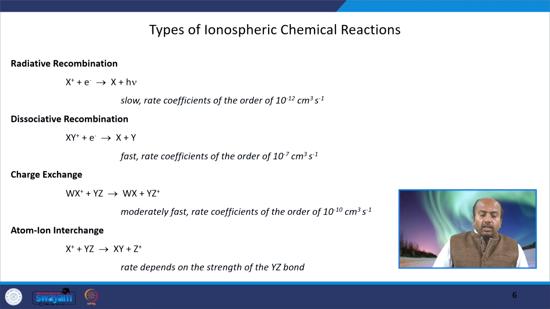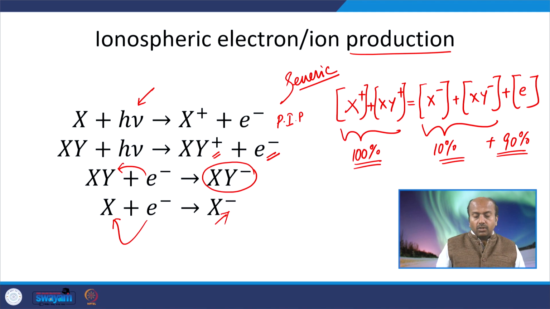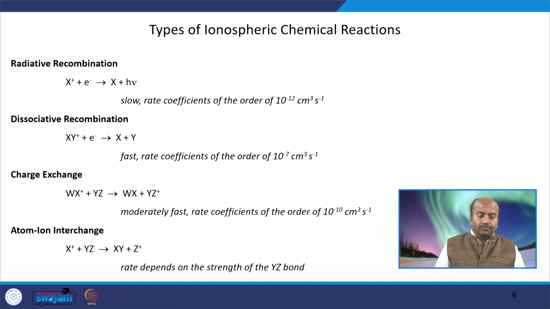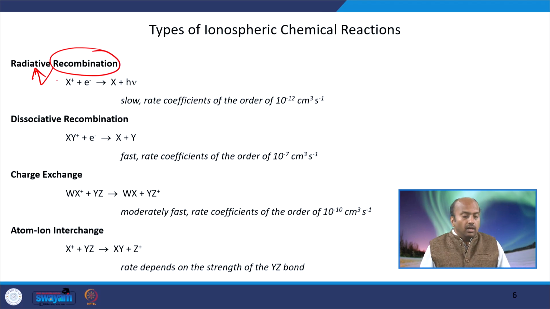Now, ionospheric chemical reactions, what are these processes called? Radiative recombination. The earlier slide showed us in how many different ways electrons and ions can be produced. Because these species are energetic and unstable, they will try to recombine and go back to the neutral state, which is a stable state. So, what are those? Radiative recombination. It is a recombination in which radiation is emitted, right. So, what happens in this?